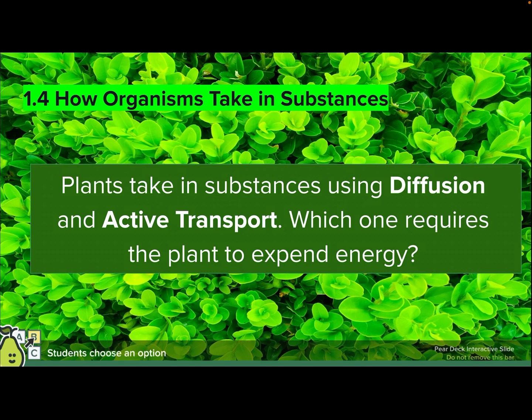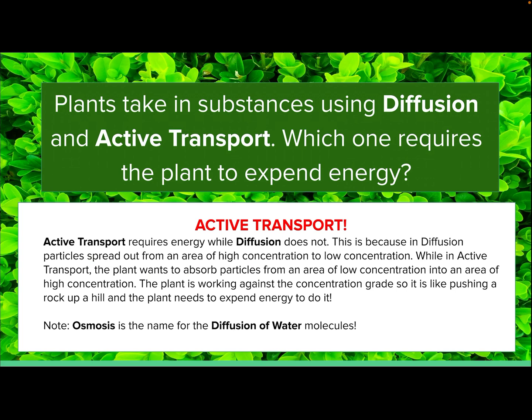How organisms take in substances. Plants take in substances using diffusion and active transport. Which one of those 2 requires the plant to expend energy? Active transport. Active transport requires energy while diffusion does not.